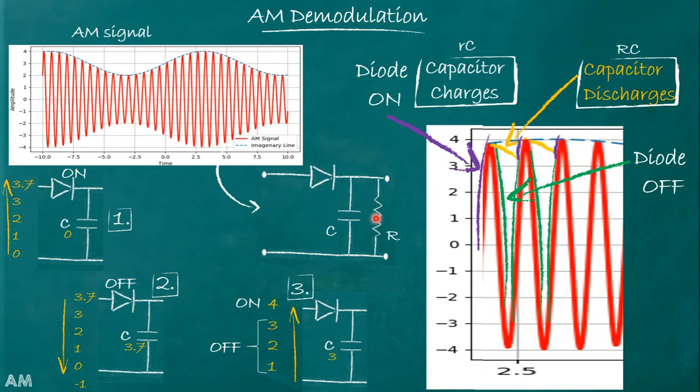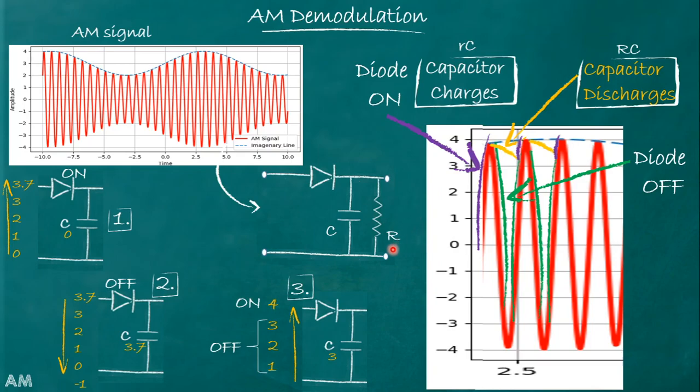Now here we can see that this resistor is connected across the capacitor. So whatever the voltage across the capacitor will be available at the R, and that voltage is nothing but your output voltage. So your output signal is nothing but the voltage across the capacitor, and your output voltage shape should be the same as the shape of the envelope. Then you can say that this circuit has recovered the information signal, because the shape of the information signal is the same as the shape of the envelope.